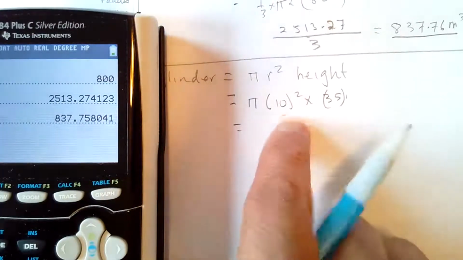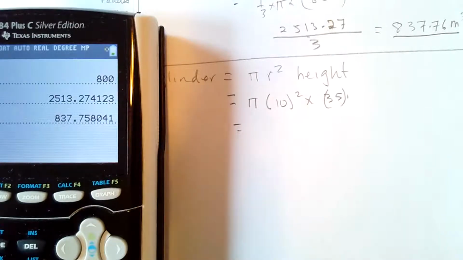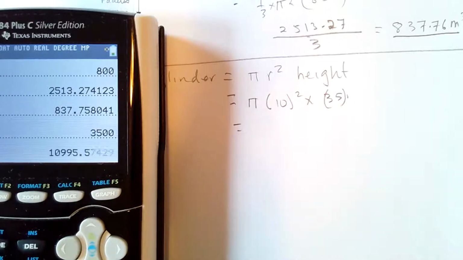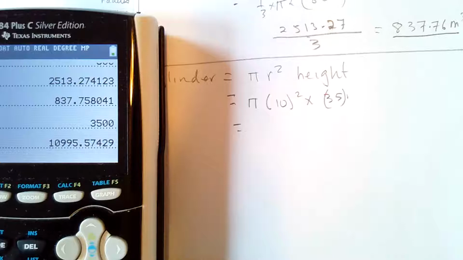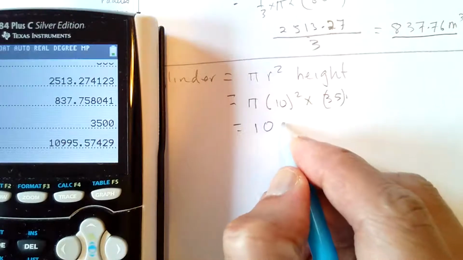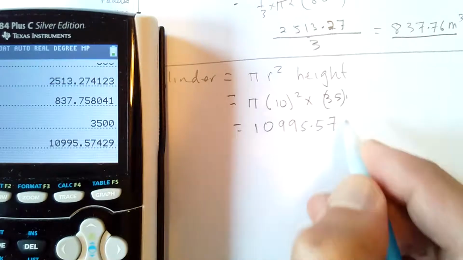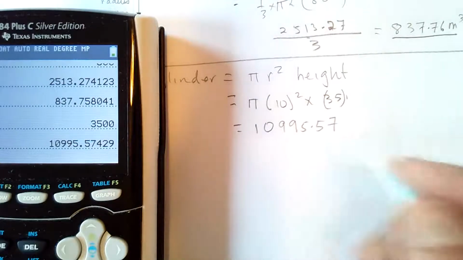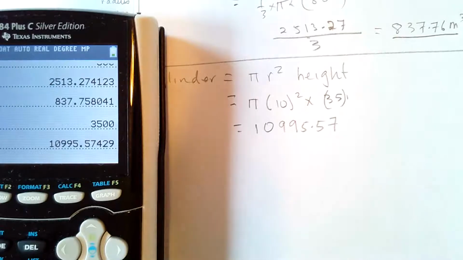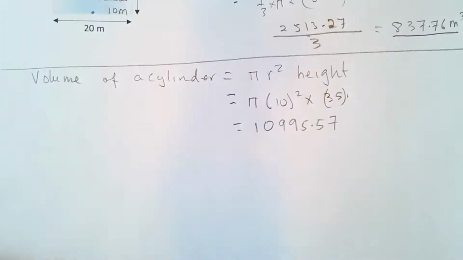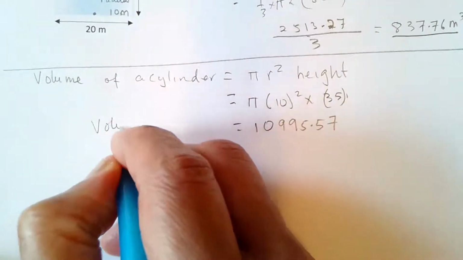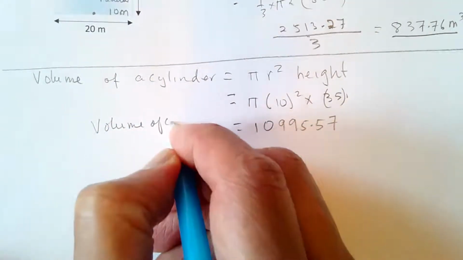35 times 10 to the power 2 is 3,500 times pi, which gives me an answer of 10,995.57. So that's the volume of the cylinder.